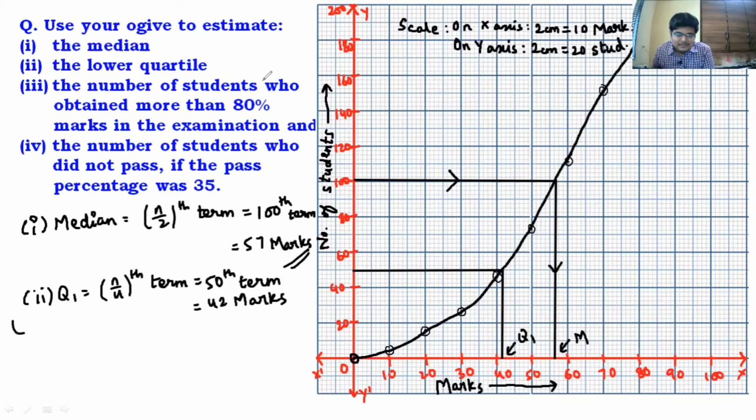Next, third sub question. Third sub question is the number of students who obtained more than 80% marks. See, 80% marks. So do you realize, guys, this time we have to consider 80% of the total marks. That is 100. 80% of 100 is 80. So think about this, because it is 80% marks, this time we have to start from x-axis. So on the x-axis, you have to look for 80. From 80, you take a straight line to the ogive.